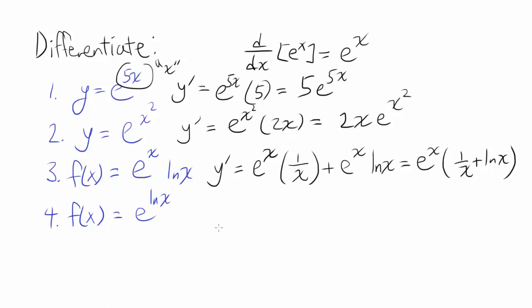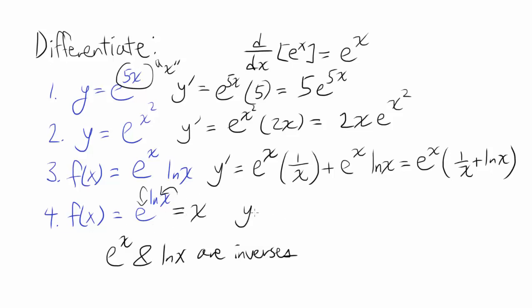Now let's get to number 4. f of x is e to the natural log of x. You may realize that because e to the x and natural log of x are inverse functions, e to the natural log of x is just going to be x. When you plug something into the natural log function and plug that result back into e to the x, you're going to go back to the original thing you started out with.